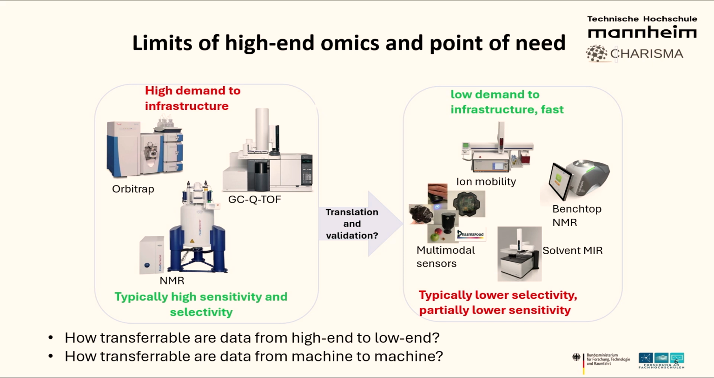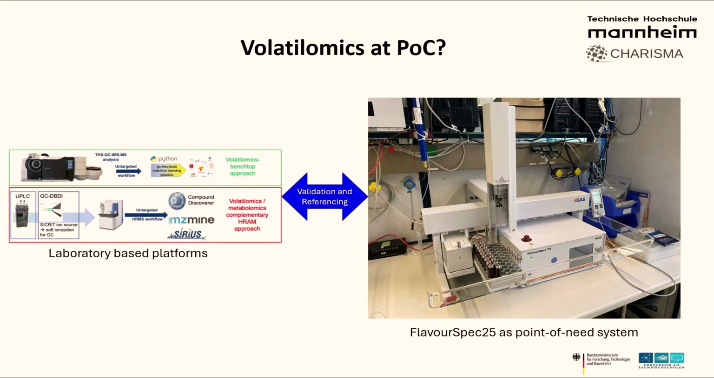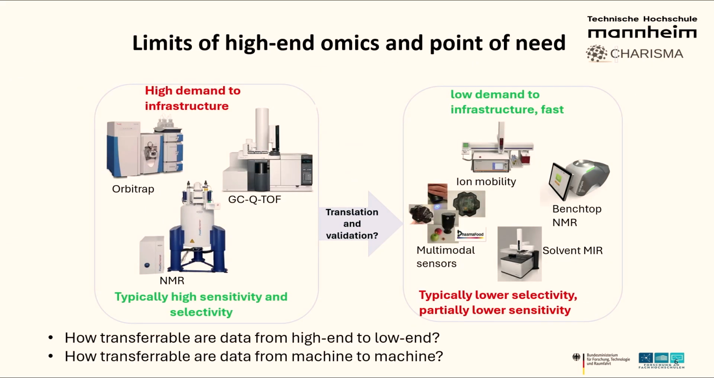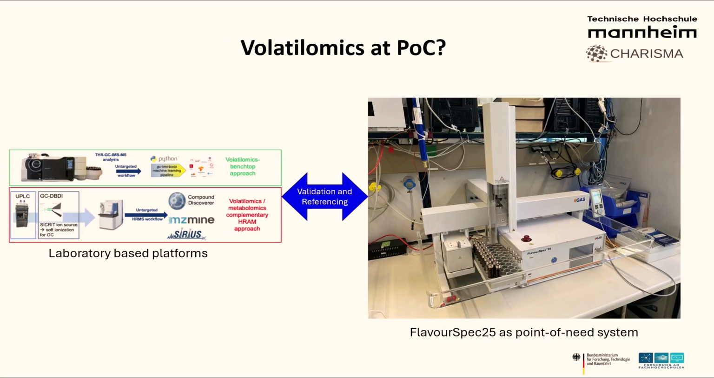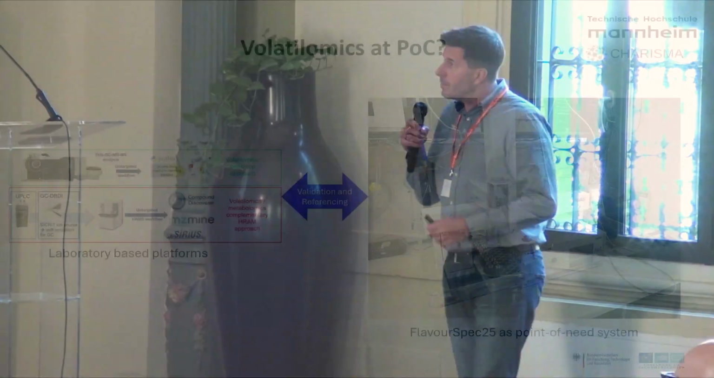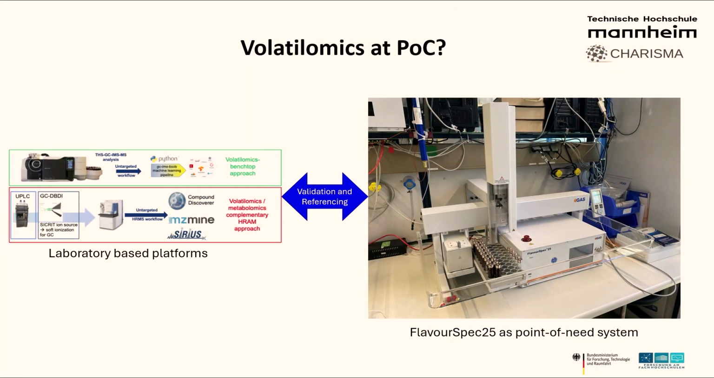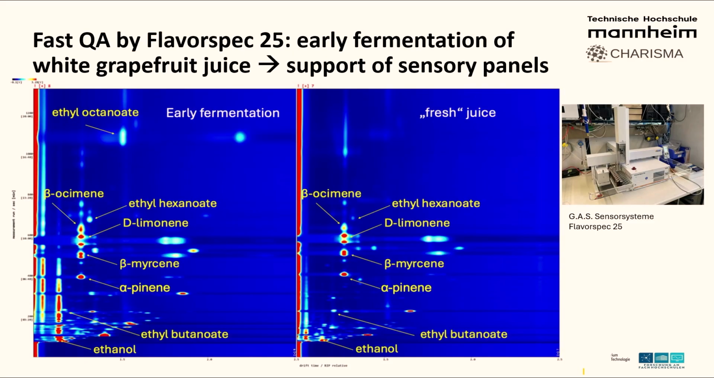And to translate that to volatilomics, one of the nice platforms that we're working with, that Thomas supplied us with, is the FlavorSpec 25 at the moment, which is really a promising approach to translate high-end information to the point of need. And this is a very simple example, but it shows how powerful that approach could be.